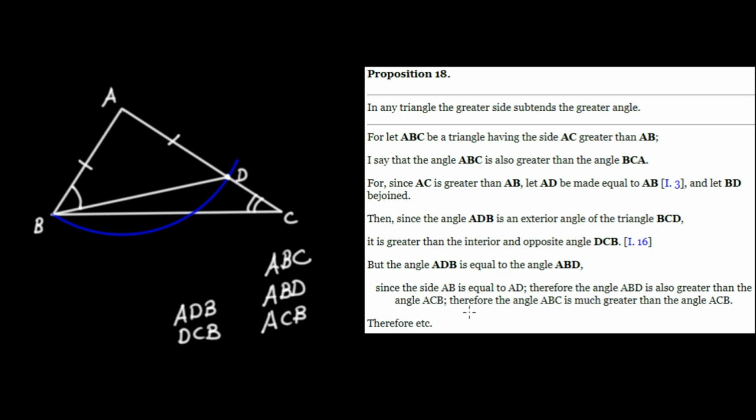And therefore, Euclid notes, the angle ABC is much greater than the angle ACB, because notice that ABD is but a part of ABC. Therefore, it follows that this angle ABC, which was opposite the greater side in the original triangle, is bigger than the angle opposite the smaller side, AB, in the original triangle. And that's the proof.